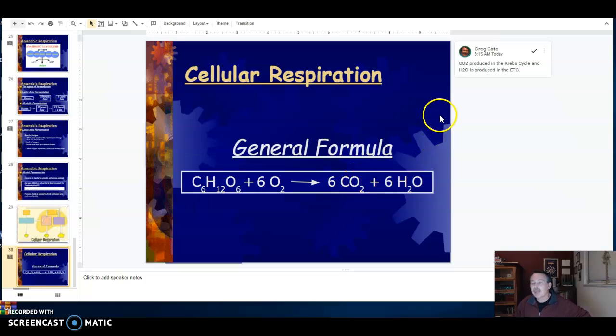So my comment was, where are these products actually produced? Yes, they're produced in cellular respiration, but where? The where is: the CO2 is produced in the Krebs cycle, and the water is produced in the ETC. Okay, and it's pretty important that you know where that stuff is.